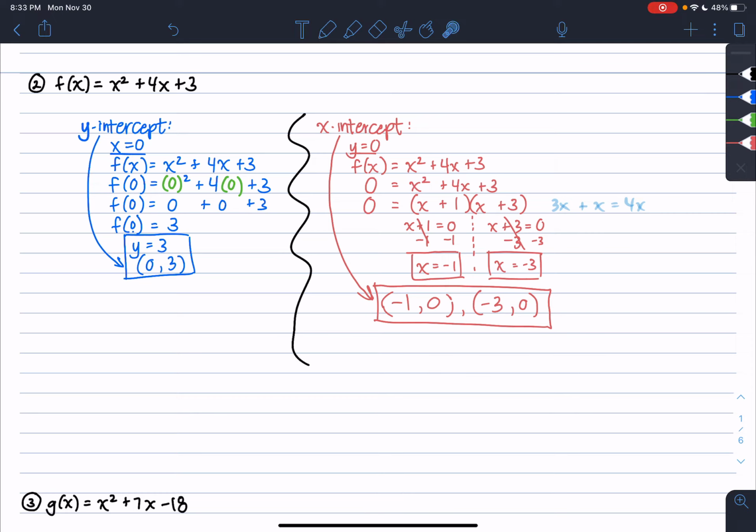So again, whenever you look at x and y intercepts, you can either express it as a value, or as the coordinate points.